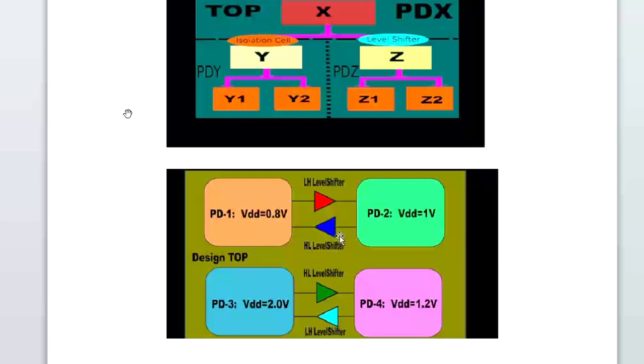In this way we are placing it, for one block only. Let's say design top. This top block only we consider here, and we are placing the low to high level shifter in between the standard cells.